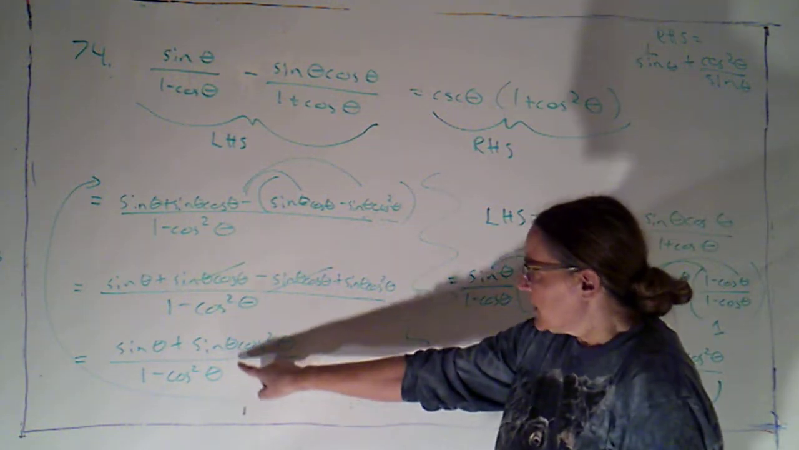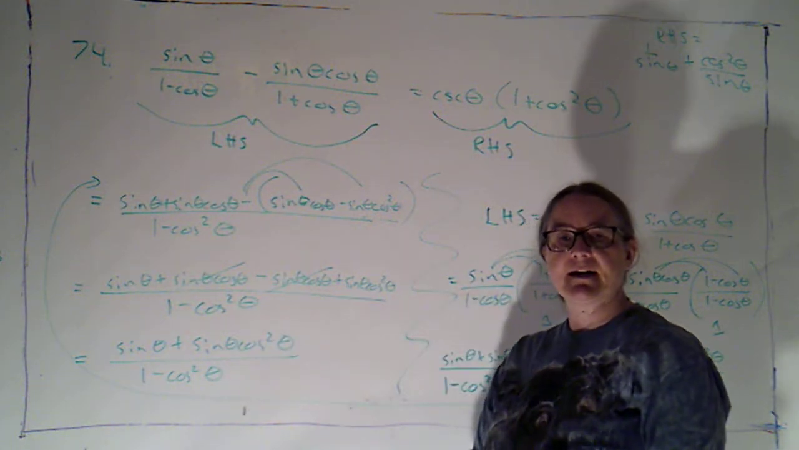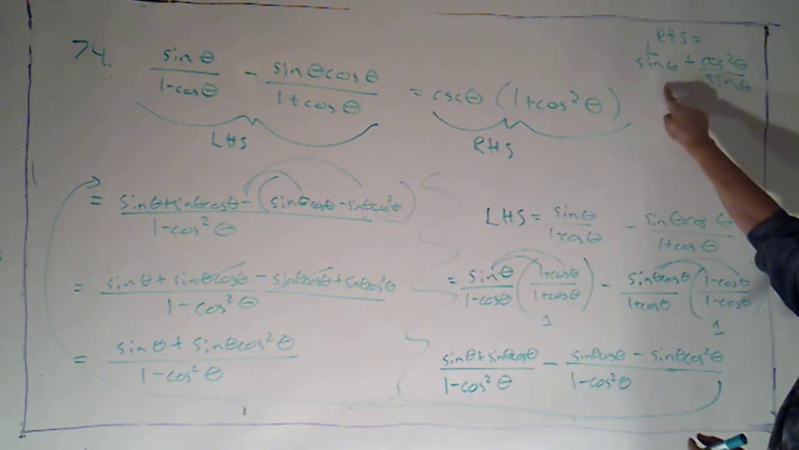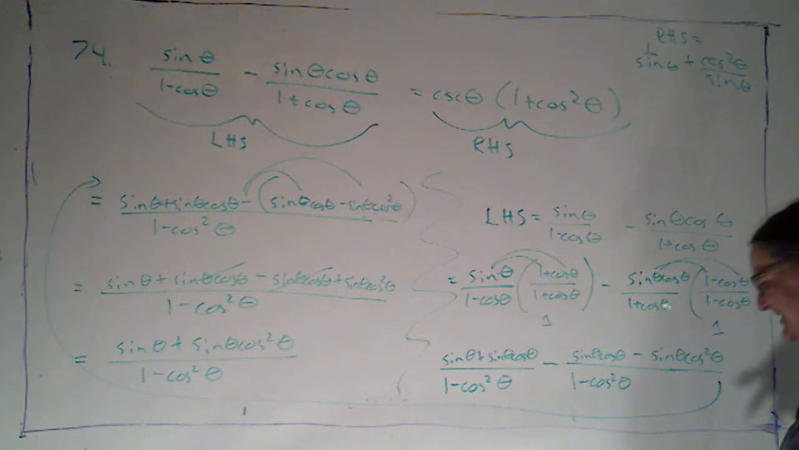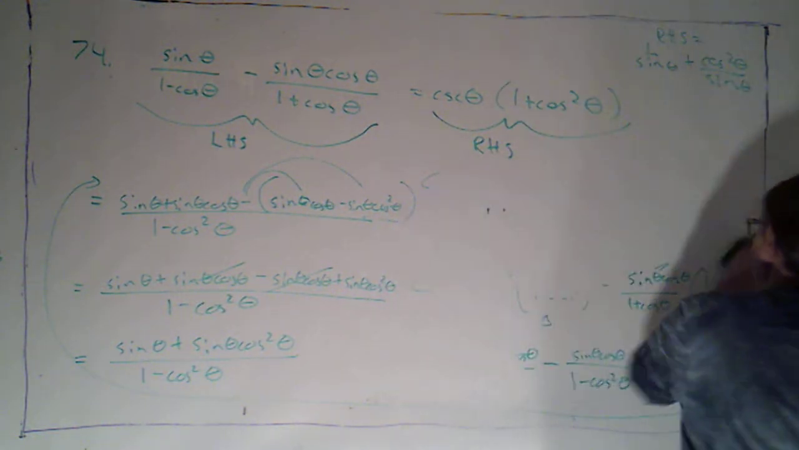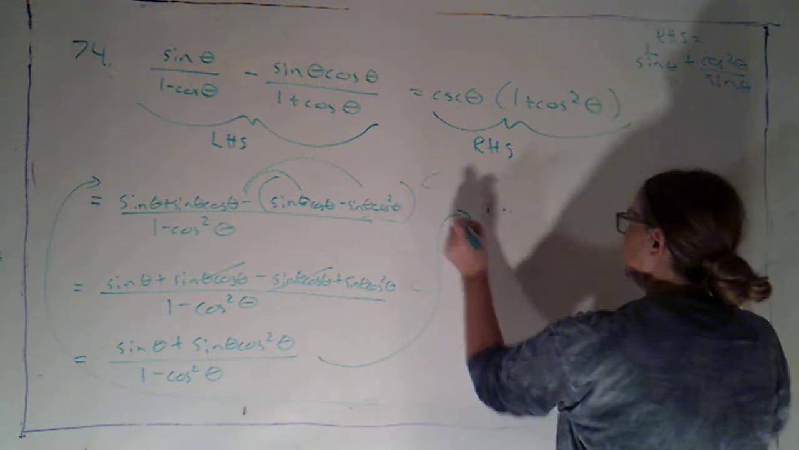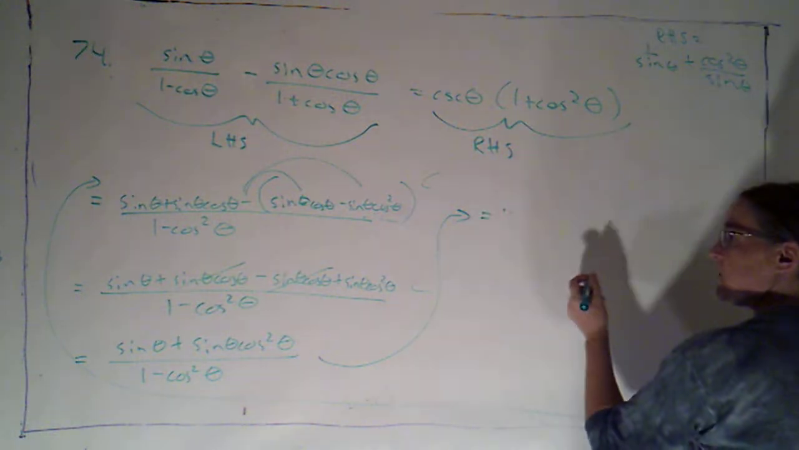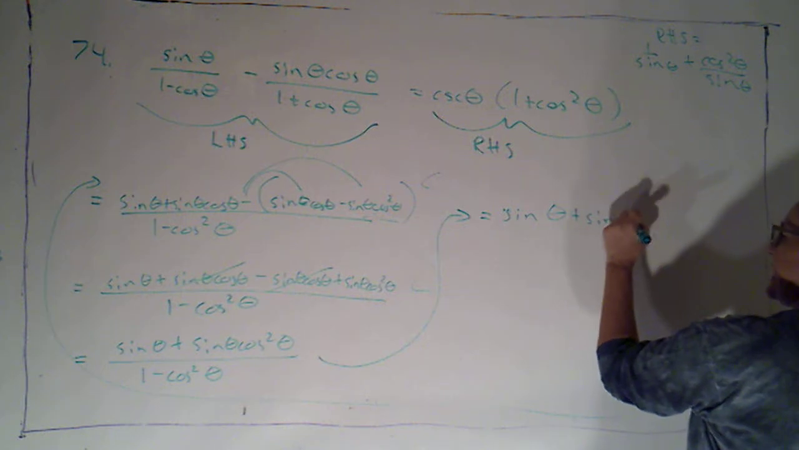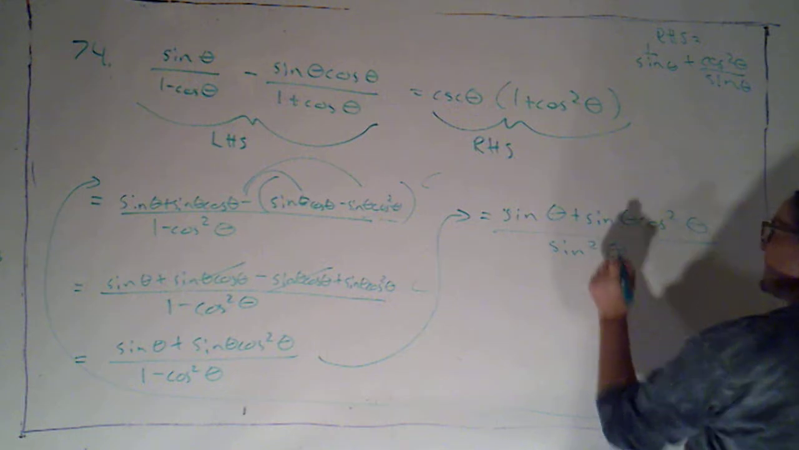Now, if I take a look here, I might recognize 1 minus cosine squared. I can use my Pythagorean identity. Also, I can kind of look at what I'm trying to get to. I'm trying to get to some sines in that denominator. So I think it's going to make sense to use that Pythagorean identity and say that this is equal to sine theta plus sine theta cosine squared theta over sine squared theta.